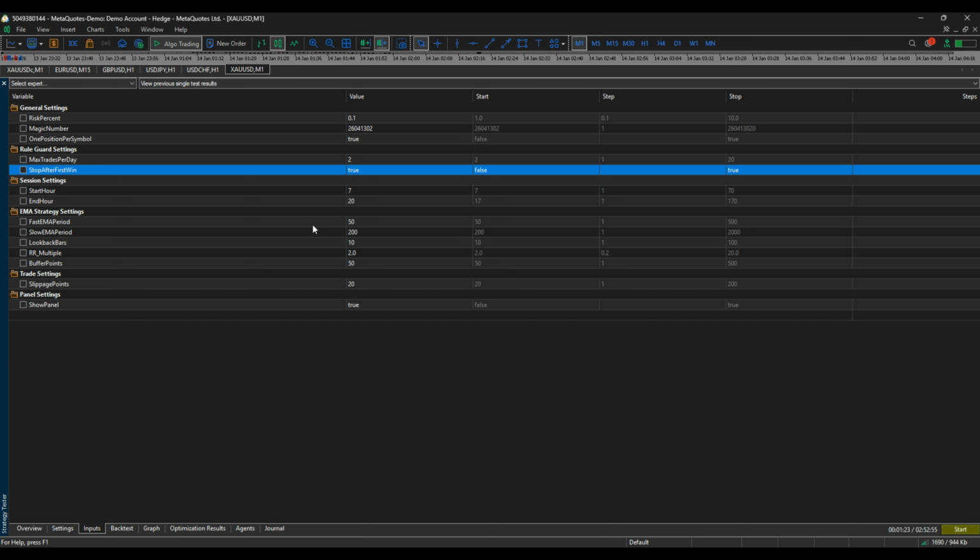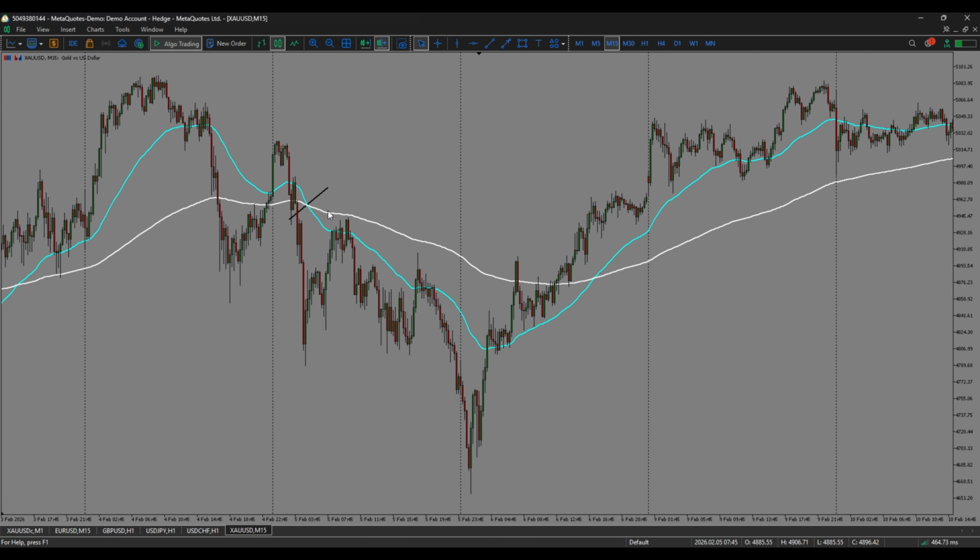Okay, so the strategy itself is very simple. We're going to use a 50 EMA and a 200 EMA. We're going to wait for a cross, and then we wait for price to pull back to the 50 EMA, and the entry is taken when a candle closes back in the direction of the trend. The stop loss goes beyond the recent high or low, and the take profit is set to a fixed risk to reward. Again, this is just to generate trades so we can test the rules.